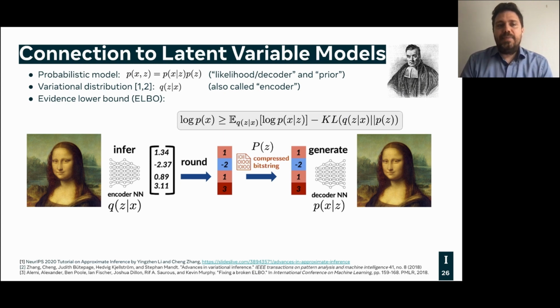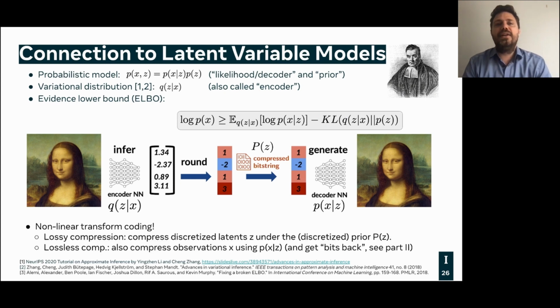We can now compress data by sending X through the stochastic encoder and round the resulting most likely encoding to the nearest integer vector. We then can compress the discrete latent variable Z by entropy coding it under the prior. And for reconstruction, we can send Z through the stochastic decoder and again use the most likely decoding. And in fact, this is just another example of nonlinear transform coding.